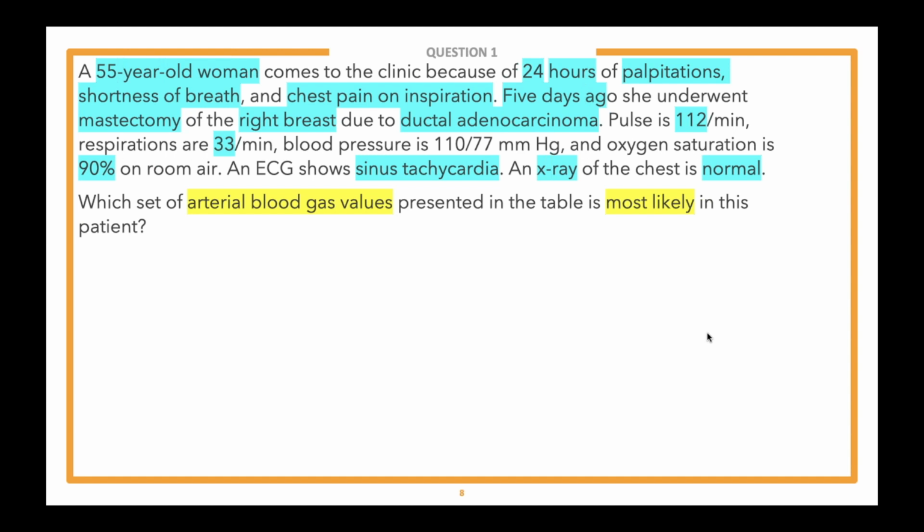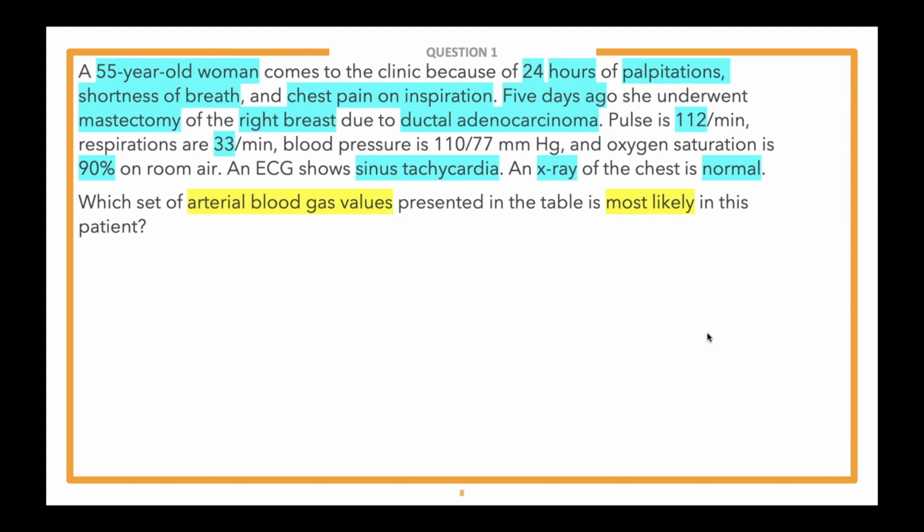Okay, so important information in this patient. And then also you can see some vital signs that are abnormal, and then some other additional investigations that were done. So you definitely want to make note of that because that's really going to help us come to a diagnosis here. So now let's look at this lead-in. It's asking us about arterial blood gas values that are most likely in this patient, okay?